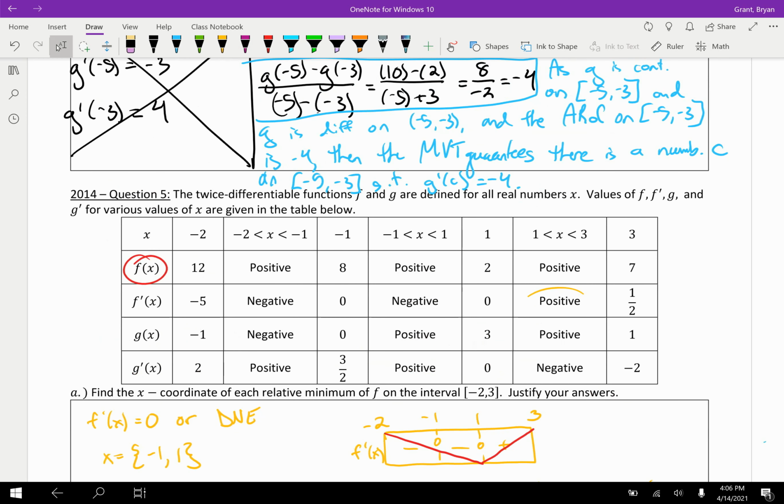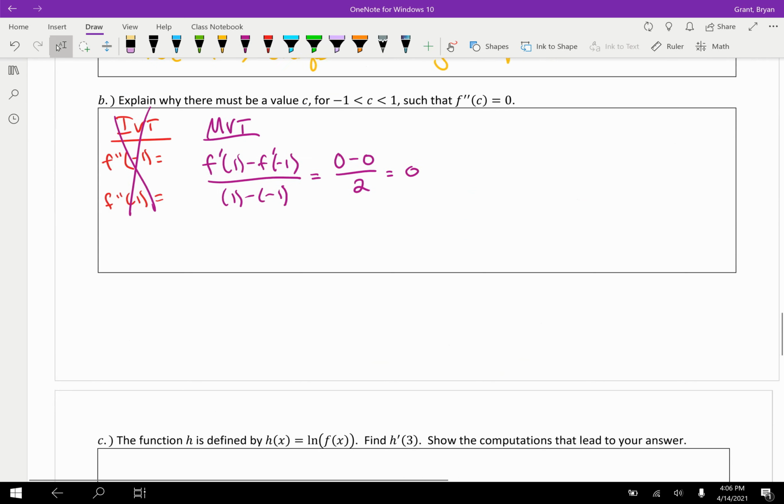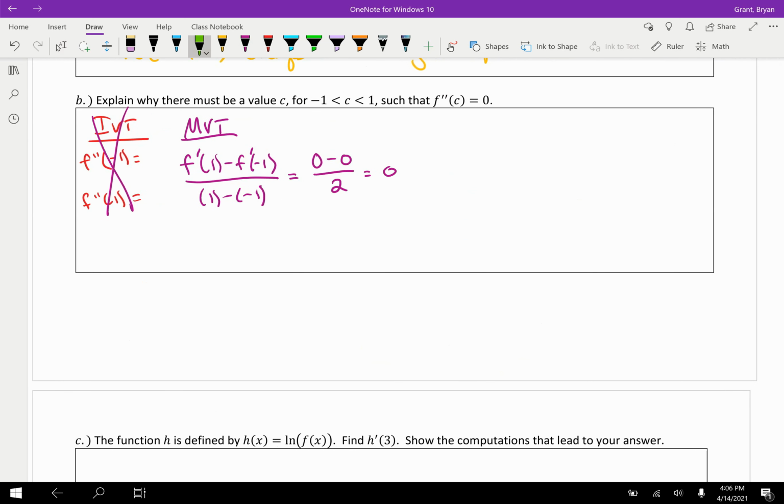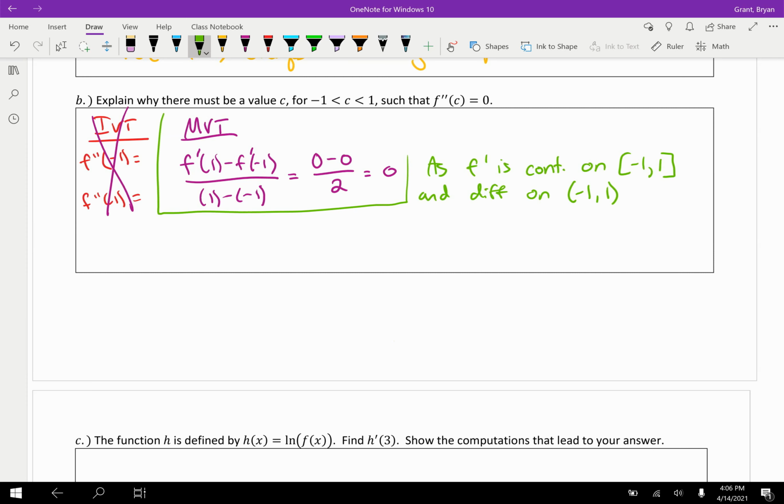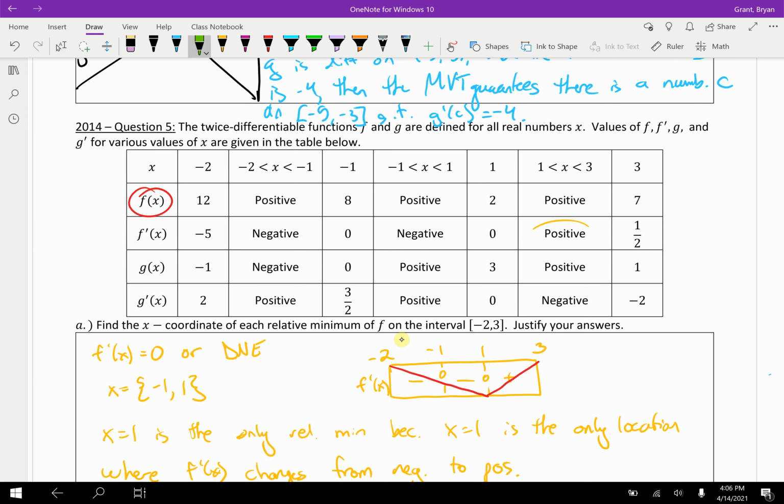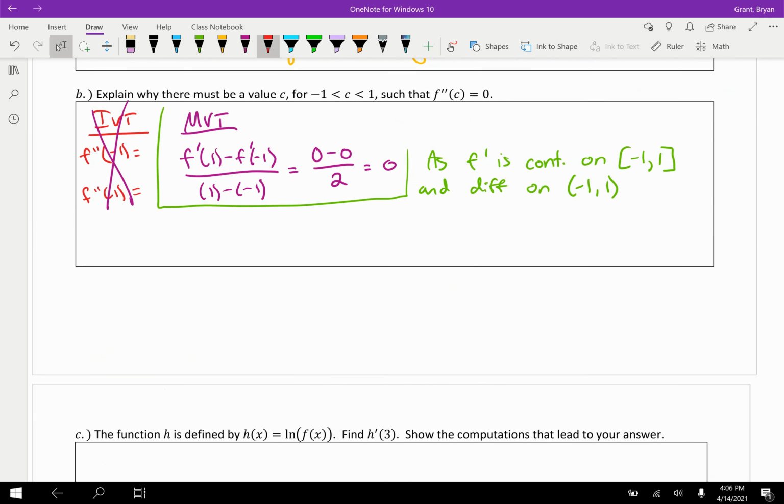Let's take a look. What has to happen for the MVT? Well, we can start writing our sentences, and then we can maybe fill in the rest after. So, as f prime is continuous on -1 to 1 and differentiable on -1 to 1, closed and open. Now wait, is f prime continuous and differentiable? Let's take a look. Twice differentiable functions, so f is and f prime and f double prime are all differentiable. I don't see anything about continuity. We need that extra sentence that we did before, right? So something like this.